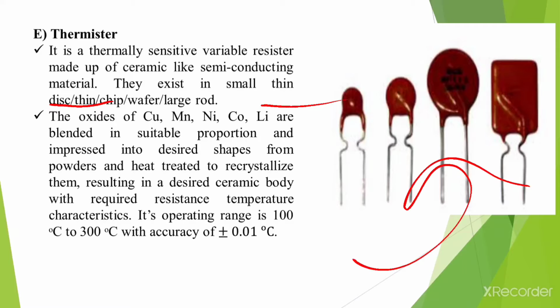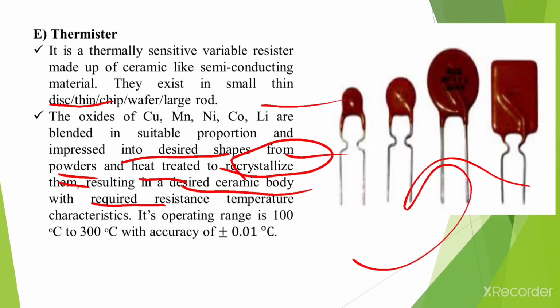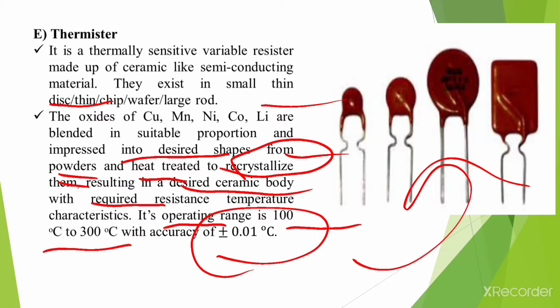The oxides of copper, manganese, nickel, cobalt and lithium are blended in suitable proportions and pressed into the desired shape from powders, and heat treated to recrystallize them, resulting in a ceramic body with the required resistance temperature characteristics. Its operating range lies between 100 degrees Celsius to 300 degrees Celsius with an accuracy of plus and minus 0.01 degrees Celsius.